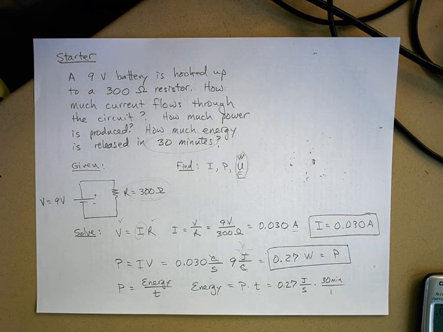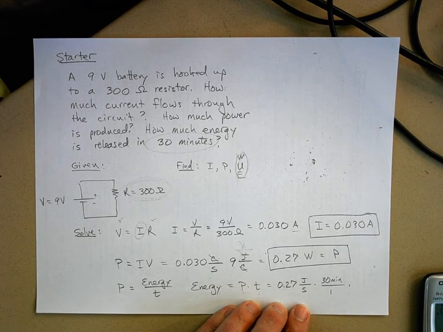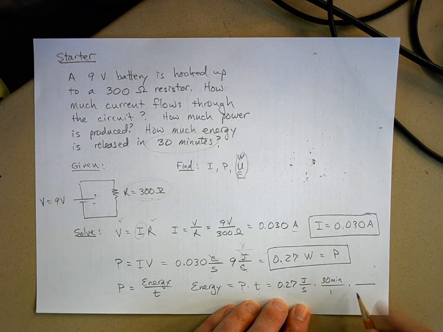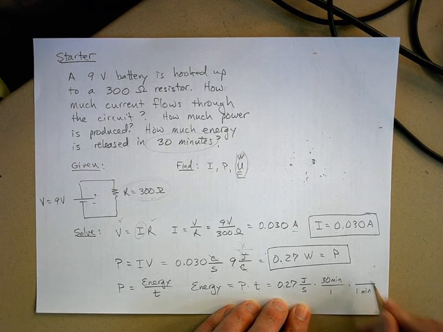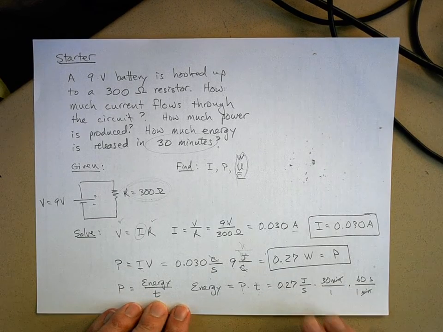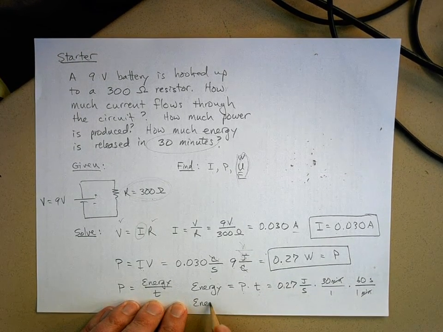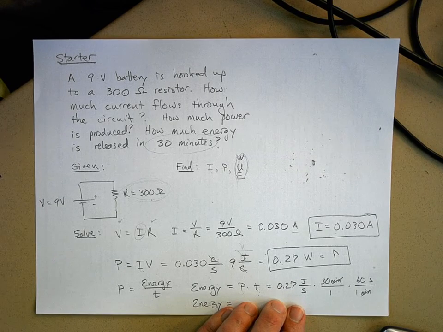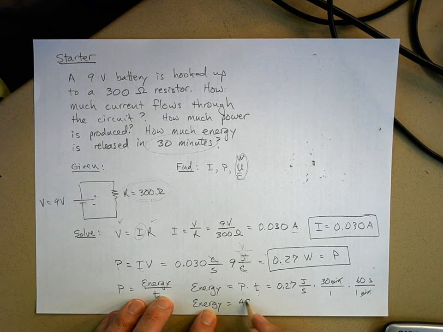But what's the problem? The seconds don't cancel out. So I have to get rid of the minutes. I have to change the units that I measure time in to seconds. Well, we know that 1 minute is equal to 60 seconds. So that'll cancel that. And so the energy released in 30 minutes is 0.27 times 30 minutes times 60 seconds per minute, and you get 486 joules.